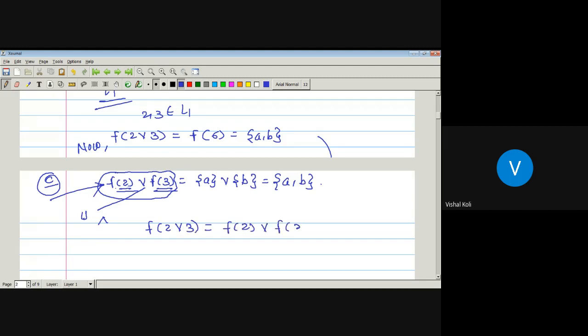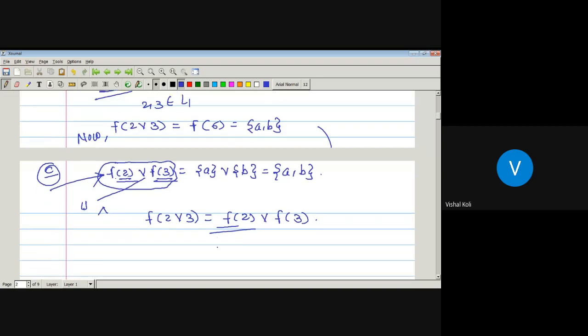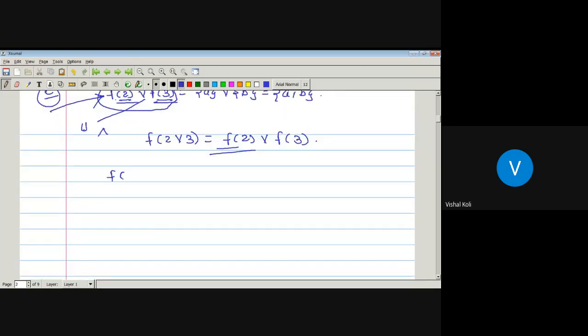This is for the particular elements 2 and 3. We can take any elements, and it is still true. Now the same for f of 2 meet 3. What is the meet of 2 and 3? 1. And what is the image of 1?